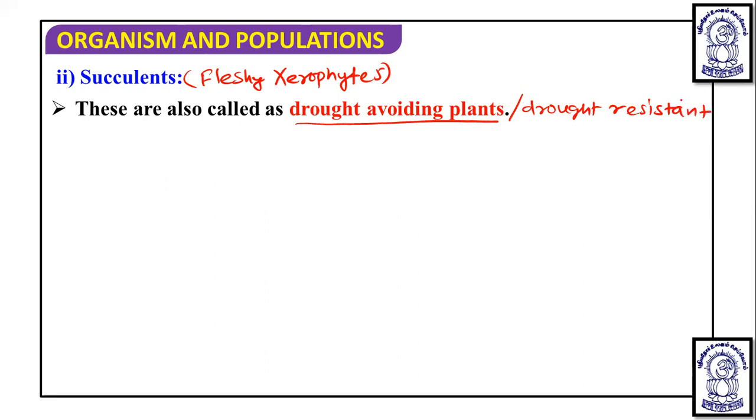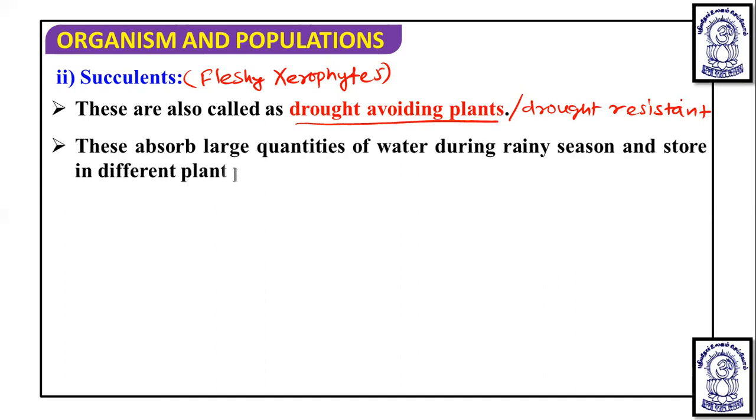They are called drought avoiding or drought resistant. It is known that they absorb large quantities of water during the rainy season and store it in different plant parts, usually in the form of mucilages. So they absorb a large quantity of water during the rainy season and store it in the different parts.